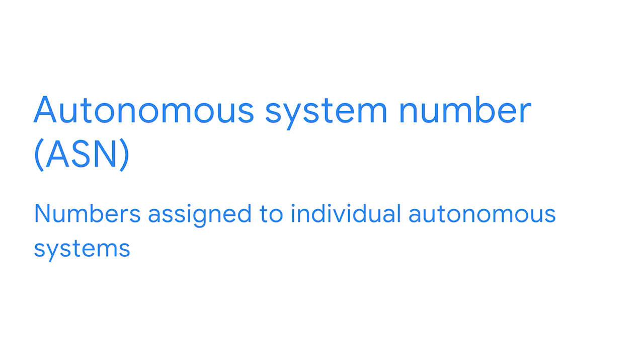ASNs are numbers assigned to individual autonomous systems. Just like IP addresses, ASNs are 32-bit numbers, but unlike IP addresses, they're normally referred to as just a single decimal number instead of being split out into readable bits. There are 2 reasons for this.